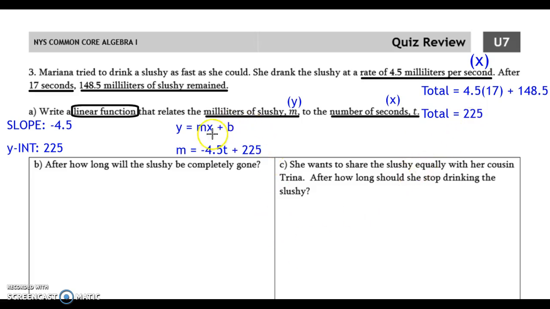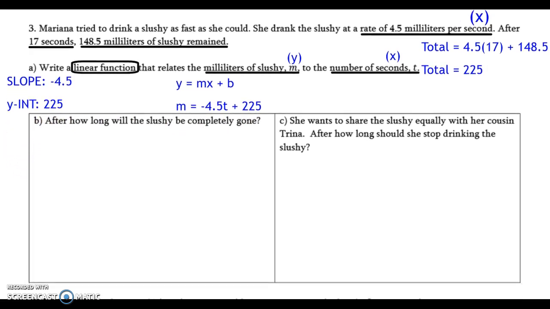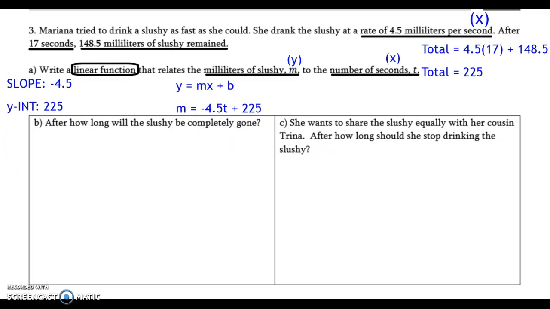And remember from the book example at the beginning of the video, you know that the slope here is going to be negative because we're decreasing the amount of slushy that is left. So that decreasing relationship needs a negative slope. We took the two parameters, the slope and the y-intercept, and we put them together into a linear function, and we got m equals negative 4.5t plus 225. Next, we're going to use that function to answer questions B and C.